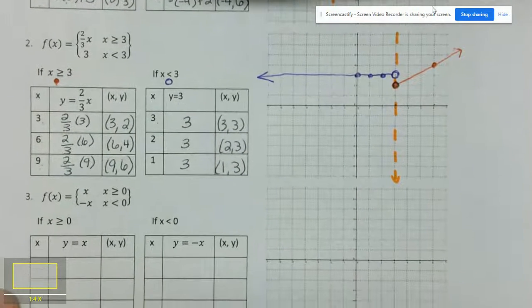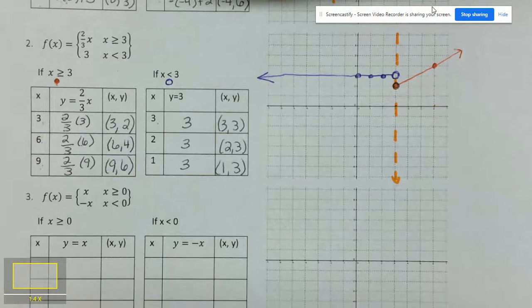Okay, I'd like for you to try the 2 down here, and then in the next video, I will work those and you can check them.